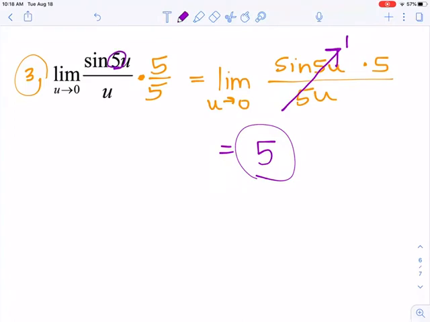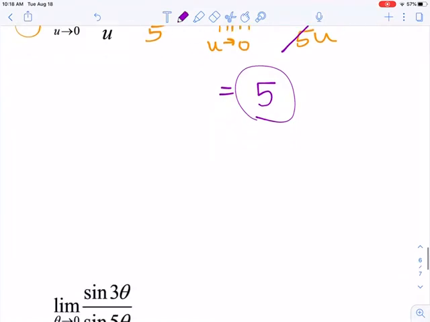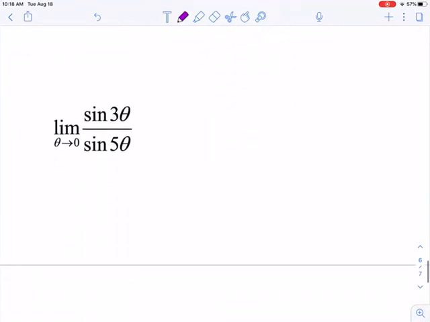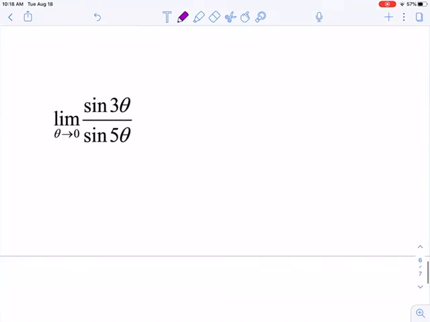I do need to see this work. We can't just say, oh, there's a 5 there, it must be 5. I need to see that you used that special limit, okay? All right, last example. Yep, last example.